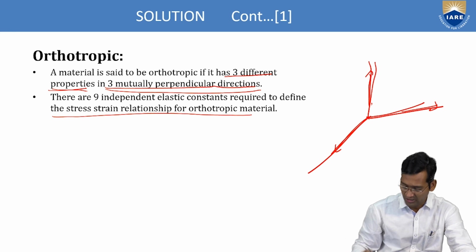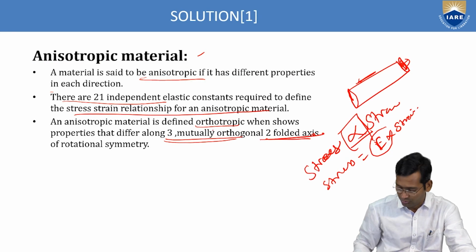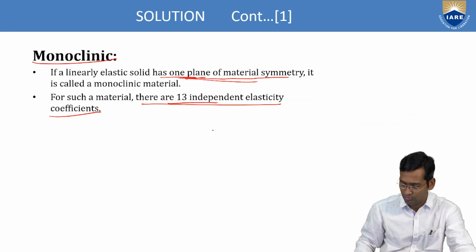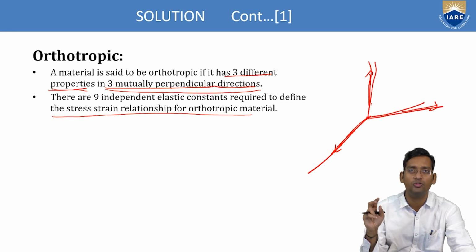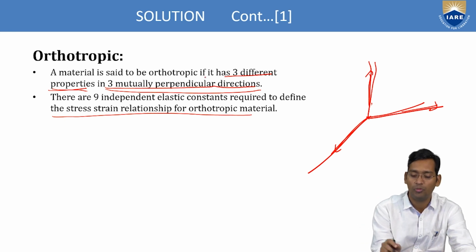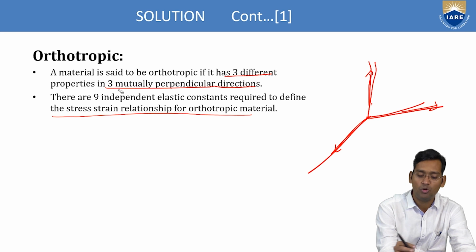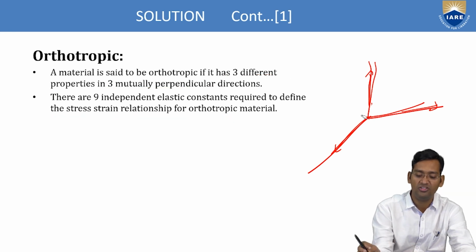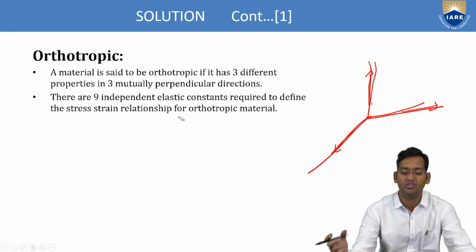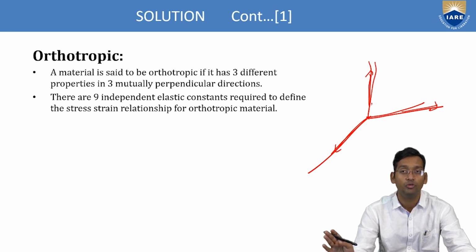Next was orthotropic. Just now we are seeing that in orthotropic, three axes should be mutually perpendicular, and along each direction the property should be different. A material is said to be orthotropic if it has three different properties in three mutually perpendicular directions. Means along the x direction the property should be different, and along the y direction the property should be different, meaning it should not match the x direction.